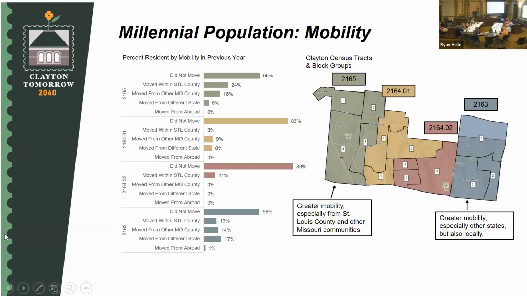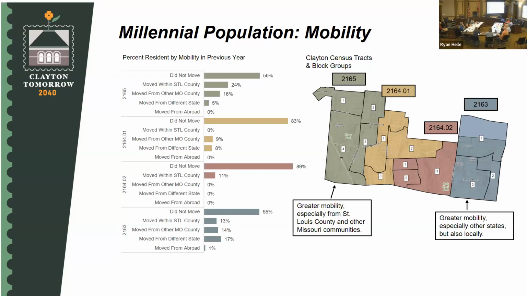So this one's about mobility. Thinking about how often or how long people are living in Clayton, if they came from somewhere else or if they went somewhere after, that starts to get at the question of whether Clayton is just a pass-through for someone's life, where they're living here for a couple of years. You can see that there's greater mobility, especially from St. Louis County and other Missouri communities in that western section. And there's greater mobility from other states in the blue section, which I think would support the idea of this graduate student, PhD student, living adjacent to or on those campuses.